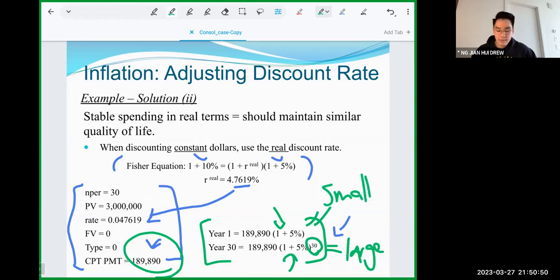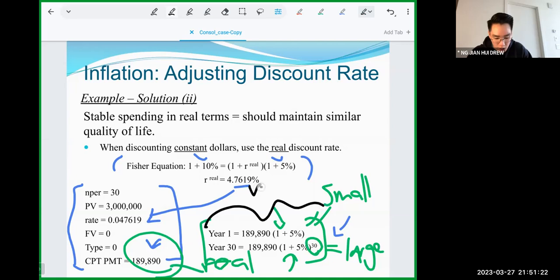And that's why this Fisher equation, the beauty of it, actually helps you convert the amount that you need to take out into the real component. But when you actually take out the money, based on this question, the amount that you need to take out is based on nominal terms. So we need to convert it back to nominal terms. So this payment is based on real, and this here is based on nominal.